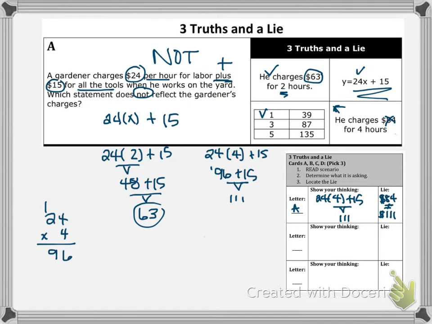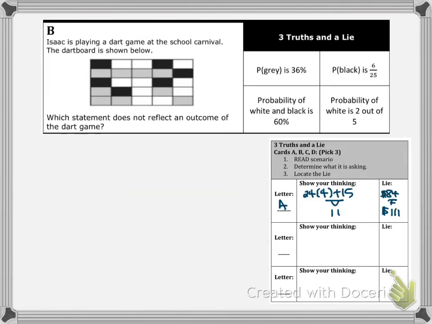Okay, so let's go to the next one. This says, Isaac is playing a dart game at the school carnival, and the dartboard is shown below. Which statement does not reflect an outcome of the dart game? So this one says that the probability of gray is 36%. So we need to find the total. There's 5 and 5. So to get the spaces, 5 times 5 is 25. So that's your total.